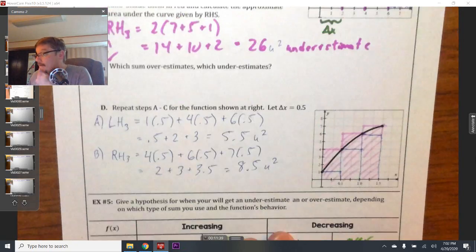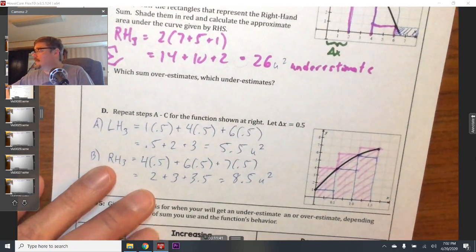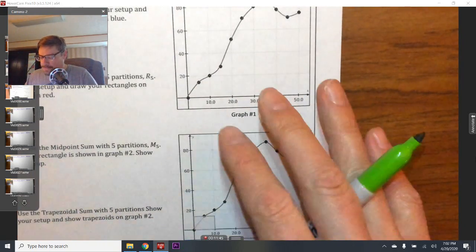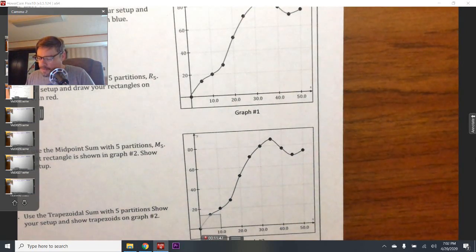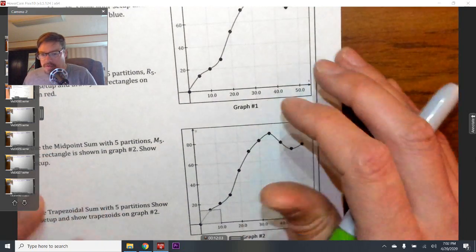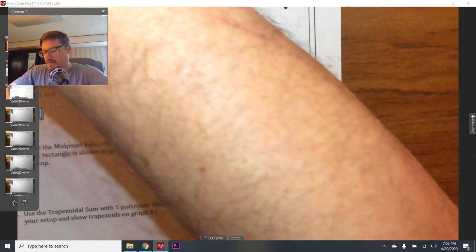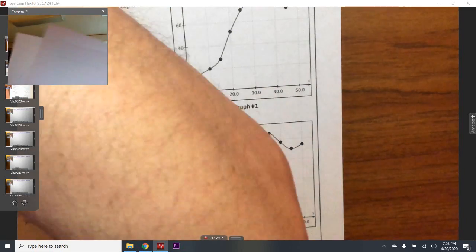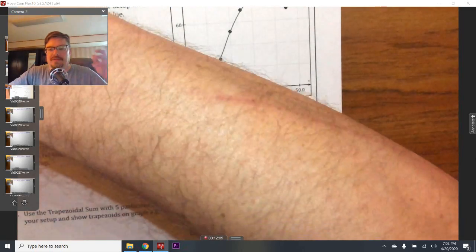And then finally, for our last example here, it's a big one. We're not doing midpoint and trapezoidals. I feel like that should be a separate video. So let's do numbers, let's do example A and B.